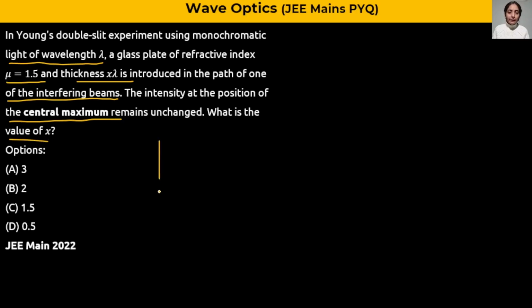So it is said that we have this YDSE setup. There is one change here: in the path of one of the lights, we are keeping one plate, a glass plate of refractive index mu and thickness lambda x. And because of this being kept here, we are still getting maxima at the position of central maxima. What is the value of x?